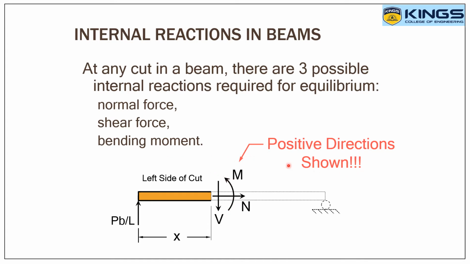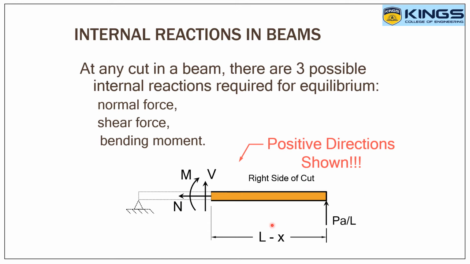So this will be in the positive direction, and the reaction we will get on applying this point load will be Pb over the span of length L. And this is on the right hand side, so this will be the normal force, this will be the shear force, and this will be the bending moment.